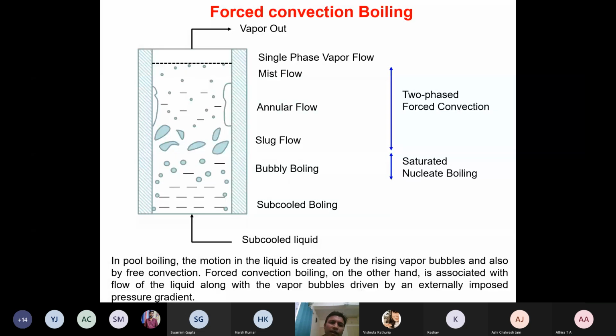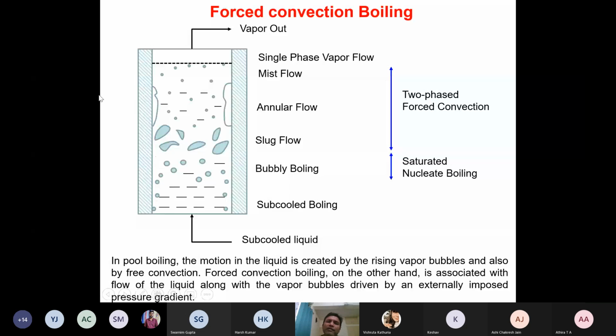Okay, so in this particular case, you can see the wall of this particular container is heated, isn't it? So initially a subcooled liquid is added to this container here. So at the bottom there is a subcooled boiling which takes place. As we move up, slowly the formation of the bubbles takes place. So this particular region is known as the bubbly boiling. These bubbles coalesce with each other and the slugs of the bubbles are formed and these move up. So this particular regime is referred to as a slug flow.